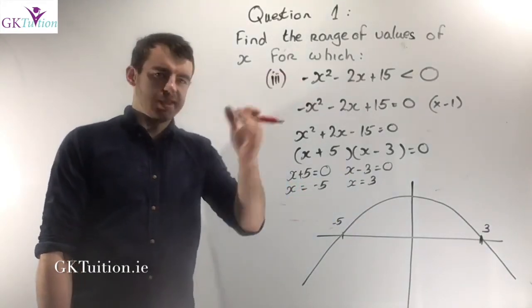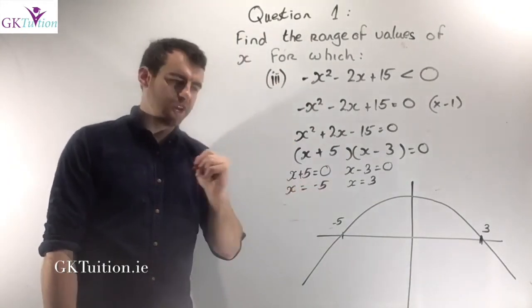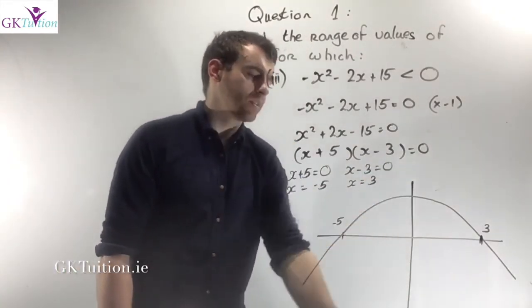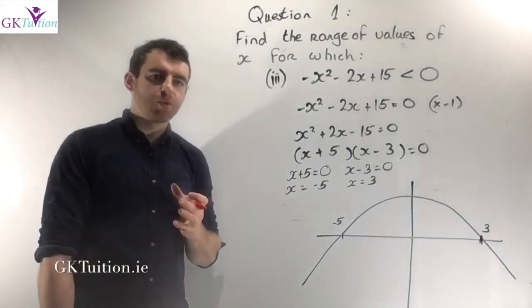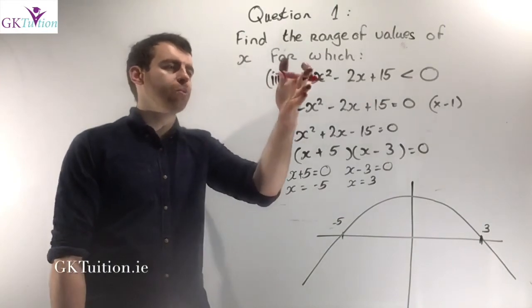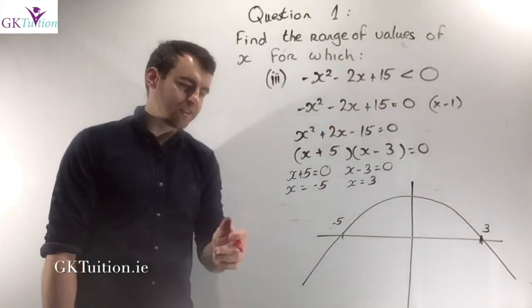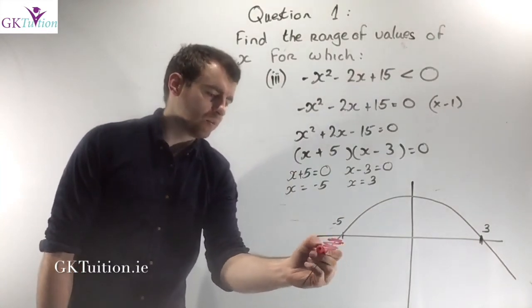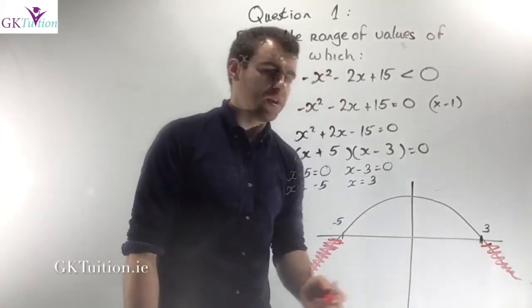Now this is a minus x squared, which I remember from junior cert, that means that it's an N shape. So it looks a little bit like this. It crosses the x-axis at minus 5 and at 3. This question is asking me, when is the quadratic less than 0? It's less than 0 when it's below the x-axis. So in other words, this region to the left of minus 5 and this region to the right of 3.